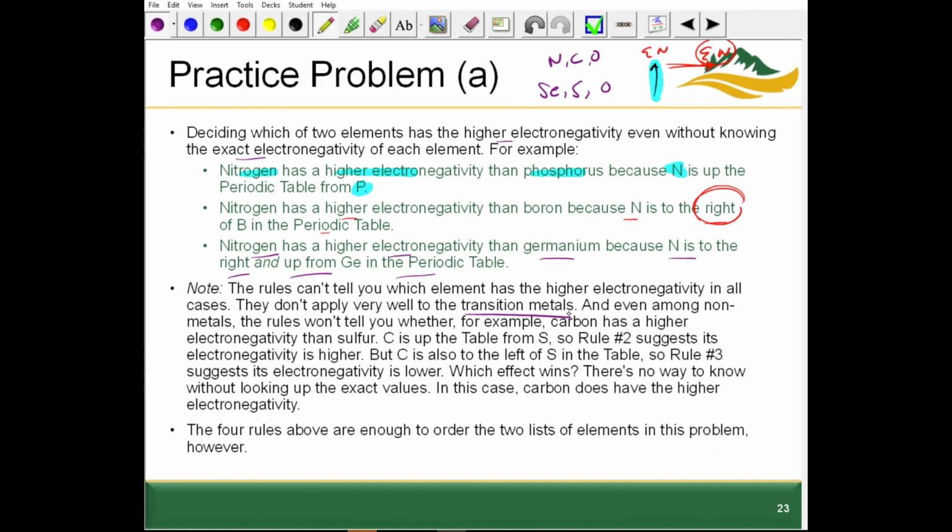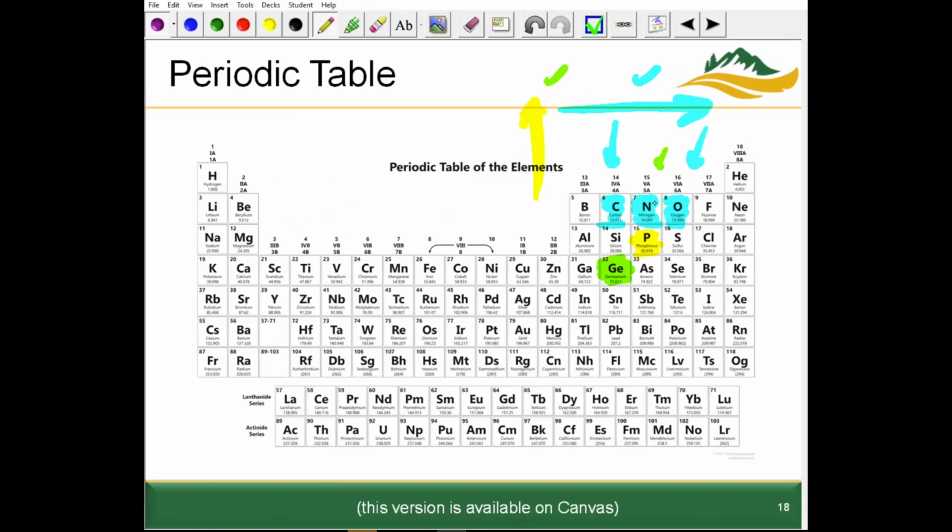We're also going to just be comparing within one group or within one row. It gets trickier if we're trying to compare one element here with one element way over here. So our trends hold, especially if we're looking at within one group or column and within one period or row. A comparison of nitrogen and germanium is a fair one to make as well, because either way we look at it, nitrogen is higher up in the periodic table and it's further to the right.